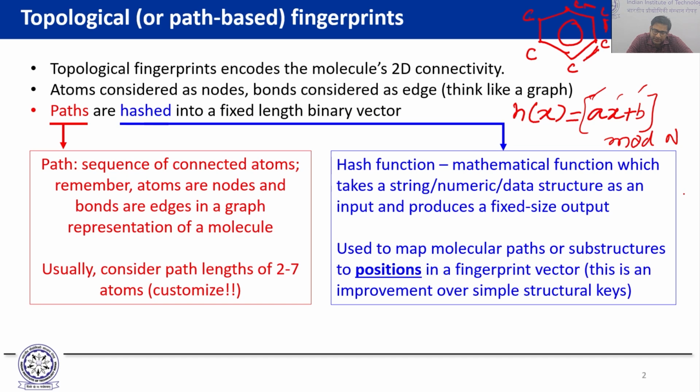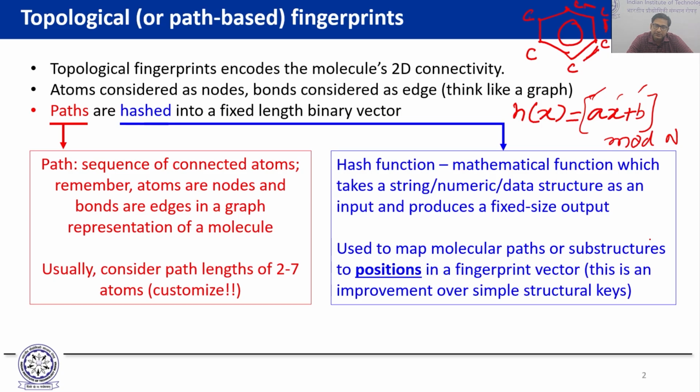Now at this stage in this lecture, we are not really going to get too deep into the hash functions themselves, but the basic idea I want to convey is that in case of hash functions, you can take an input which is essentially a string that represents the paths in a molecule, and then that hash function is going to give you a unique numeric output. So you can use this type of function in order to map molecular paths or substructures to positions in a fingerprint vector. And this part is really important. You are mapping the substructures to the positions.